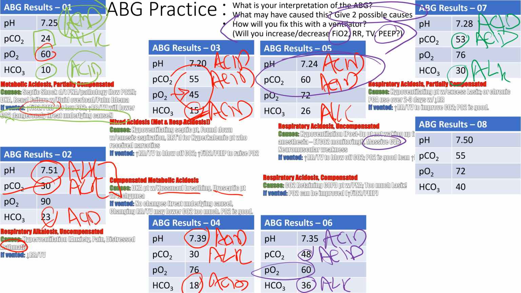And that's our next section. All right, so number 8. What is this? 750. Is that alkalotic or acidotic? Alkaline. That's alkalotic. And CO2, 55? That's acidotic. And this 40 is what? Alkaline. Alkalotic. So what caused the problem? Maybe like excessive vomiting. Good.